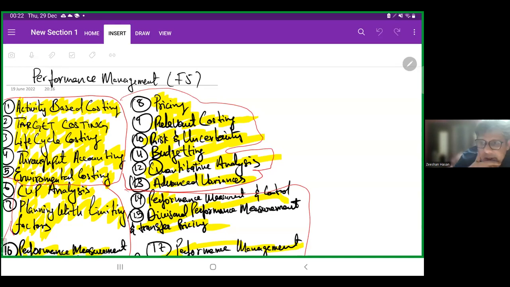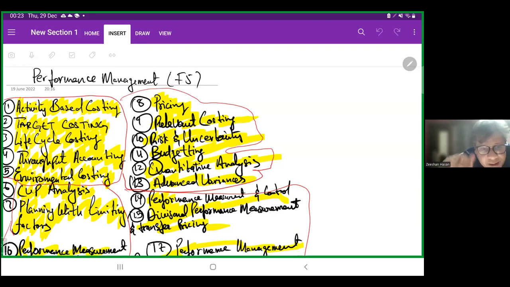After life cycle costing, again we will learn another advanced technique, throughput accounting. Previously, we learned about sales less variable cost, where variable cost was material and labor. Now, throughput accounting says that labor cost is also a fixed cost. So what is throughput? Sales minus material cost. We will learn about throughput accounting in detail.